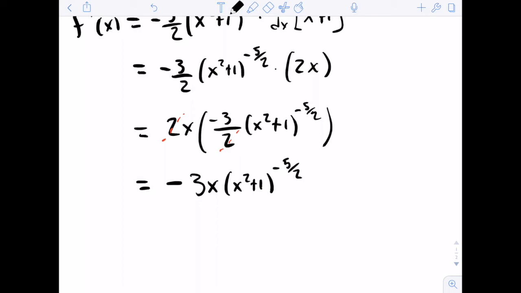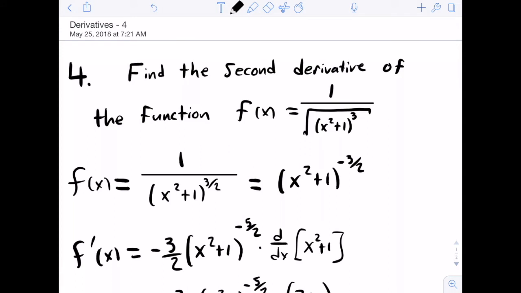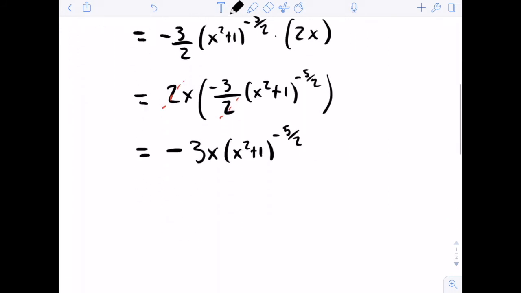Okay, so now a lot of people would be happy and go, oh yeah, I did it, I got the derivative. But you have to go back and remember, the question is asking, find the second derivative of the function that's given. So that's the first derivative. Now we have to find the second derivative. And remember, the second derivative is the derivative of the derivative.